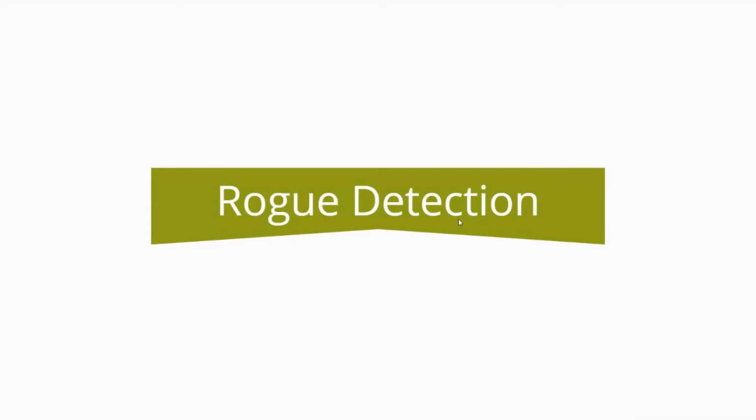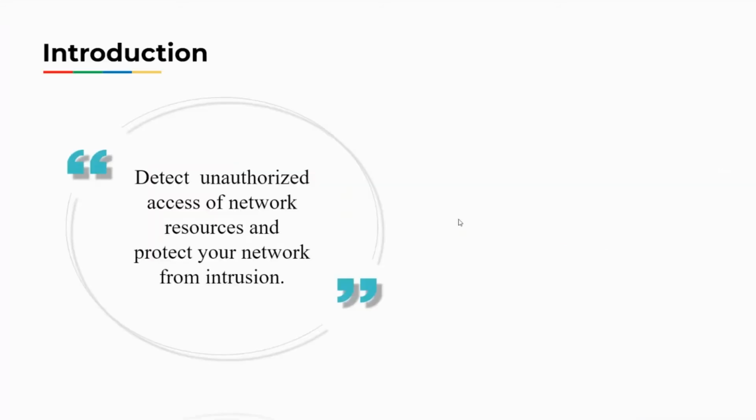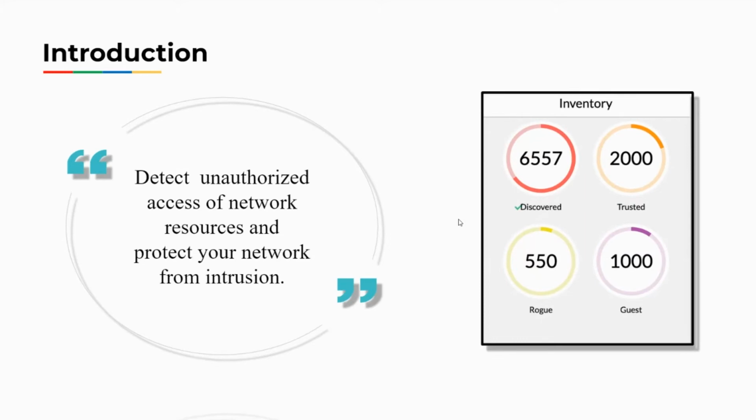In order to avoid this unauthorized access and network resource usage, OpUtils gives you a feature called the Rogue Device Detector. With rogue device detection, you can detect the unauthorized access of network resources and protect your network from intrusion. Once you have added your IP addresses, subnets, switches and servers, OpUtils scans your network regularly and lists any new device connected to your network. It gives you a list of all the discovered devices, from which you can choose whether the device is authorized or shouldn't be allowed to access your network.